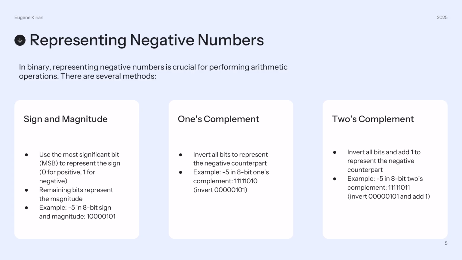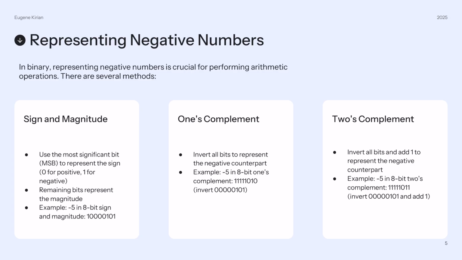First, there is sign and magnitude, where the most significant bit represents the sign, 0 for positive and 1 for negative. The remaining bits represent the magnitude. For example, -5 in 8-bit sign and magnitude would be 1, 0, 0, 0, 0, 1, 0, 1.